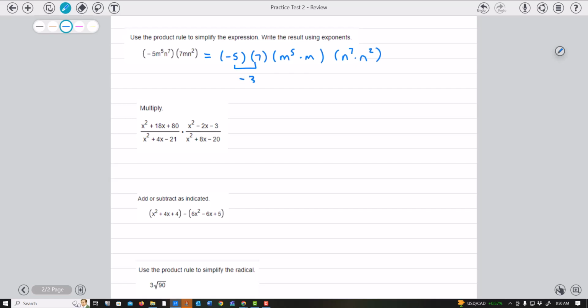That's negative 35. When you multiply with the same base, and what I'm calling a base is the big number, or in this case, the variable, when you multiply with the same base, you add the exponents. And remember, it's understood that there's a 1 there. So this would be m to the 6th and then n to the 9th, and that's it.